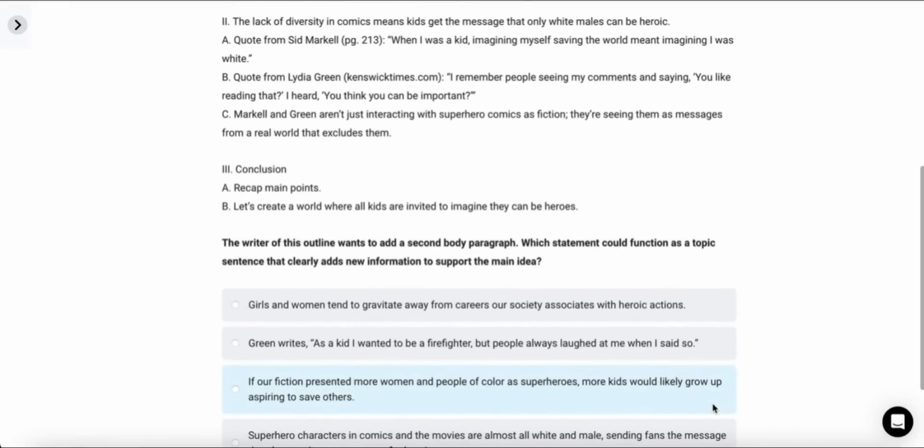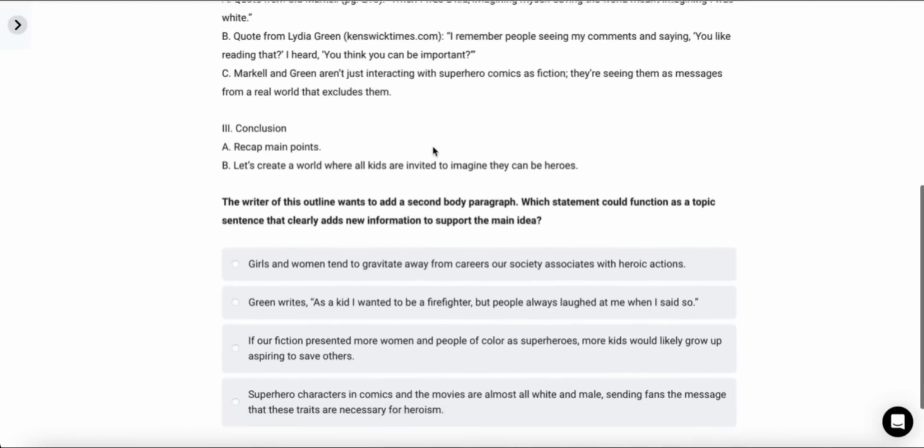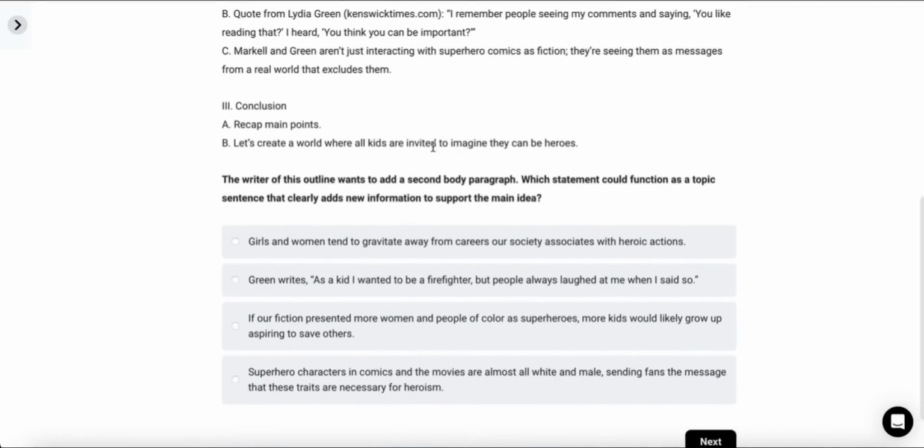The writer of this outline wants to add a second body paragraph. Which statement could function as a topic sentence that clearly adds new information to support the main idea? Remember that a body paragraph should look to say something new and not just restate an idea that was already stated earlier in the passage or will be mentioned later in a conclusion. So let's look at the answer choices.